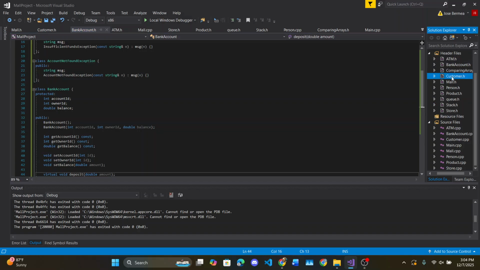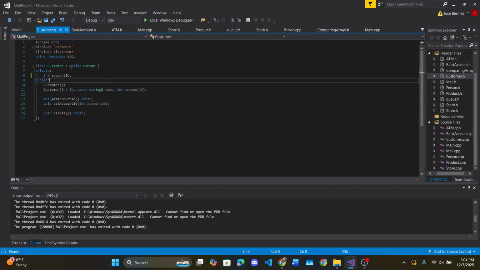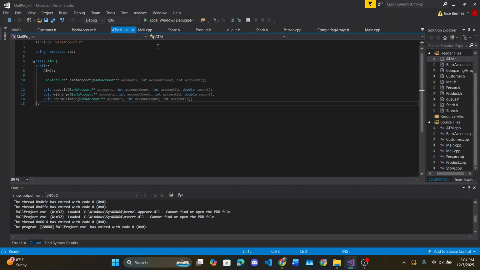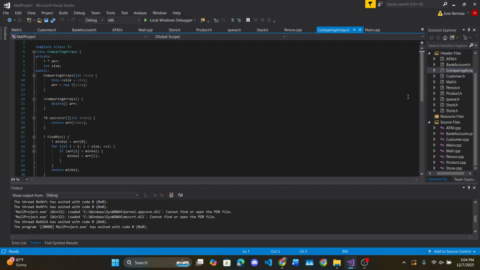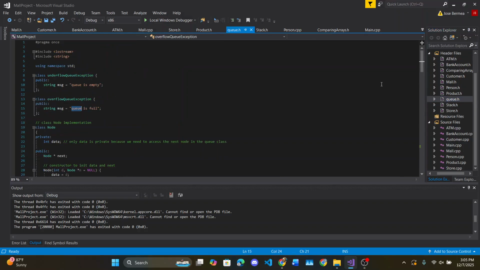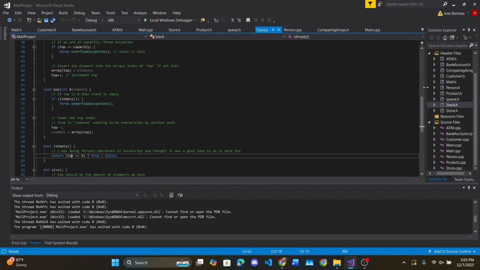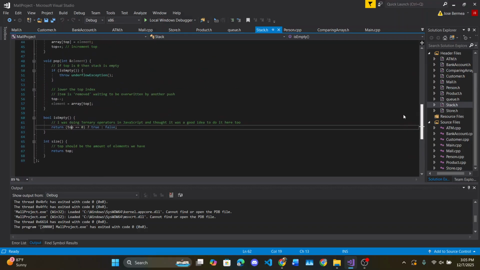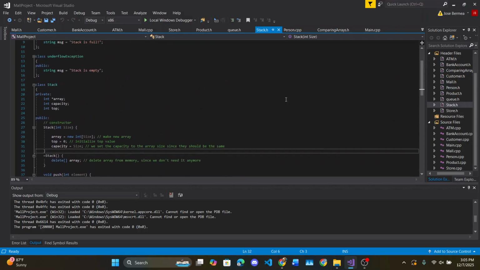Then we also have over here the customer, which inherits from person, because not every person is at the mall. So here we have the account ID, which connects them to the ATM over here. We also have the comparing array, which I pulled from one of the assignments that we made, which is where we get the maximum and the minimum. And we also have the stacks and the queues, which I also grabbed from one of the recent assignments that we already did. Since I could just use this right away, since we didn't really have to do much changing.